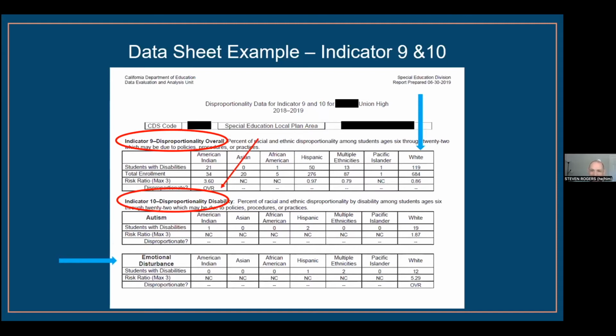So what you're looking for here is the OVR, which indicates that the risk ratio for that cell or combination of race, ethnicity, and disability or overall is greater than 3.0. So you can see here, Native American students with overall have a 3.60, which means that they are disproportionate. Also in the bottom right, white students with emotional disturbance has a risk ratio of 5.29. So they are flagged as OVR and they are disproportionate for that.